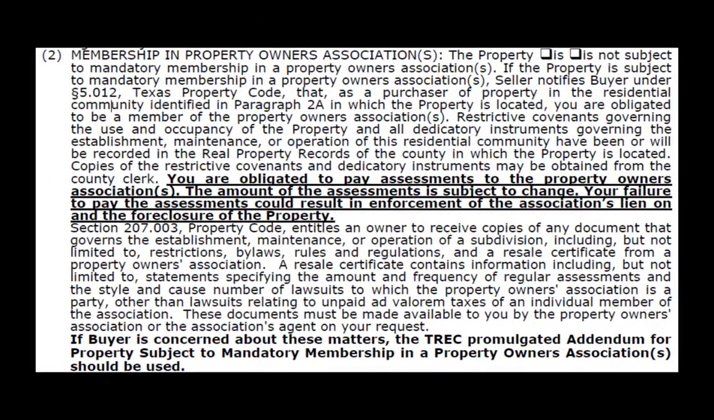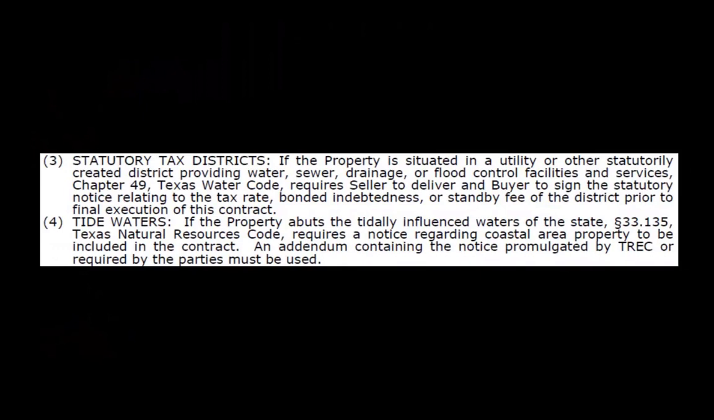Okay. Number 2, membership in a homeowners association. It either is or is not subject to mandatory membership in a homeowners association, HOA. If it is, you need to include the homeowners association addendum to accompany this contract. One thing it mentions in here is that if the house is in an HOA and you don't pay your dues, then the homeowners association could put a lien on the property and even possibly foreclose at some point.